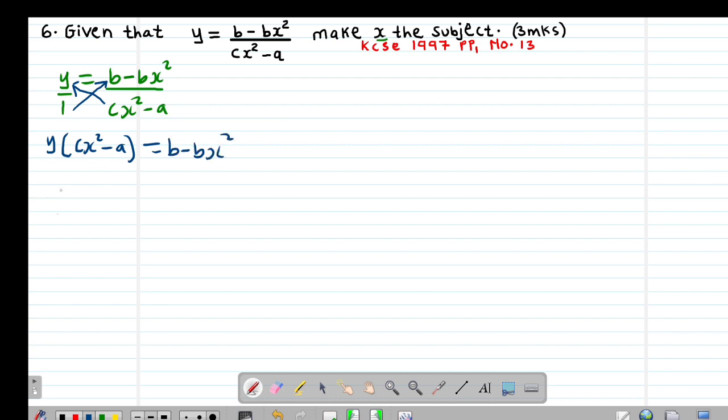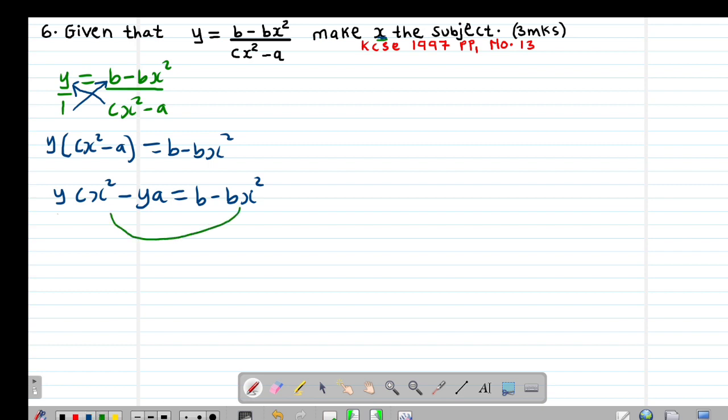On opening the bracket, I'm going to get ycx squared minus ya, which is equal to b minus bx squared. So we are told to make x the subject. So I'm going to combine the terms having x in such a way that they are positive.